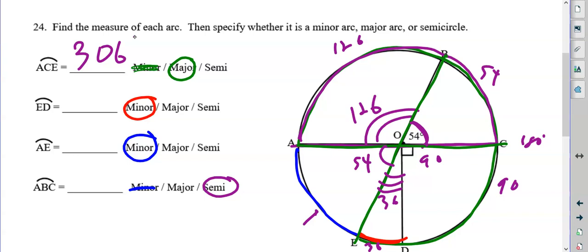ED, we have that labeled. It's 36 degrees. AE, we just said, is 54 degrees. And ABC is a semicircle, which is 180 degrees.